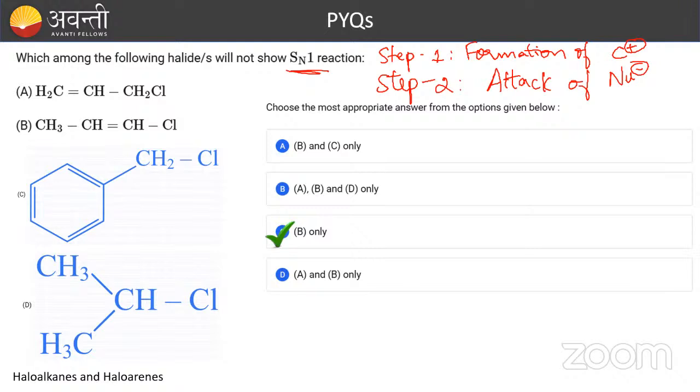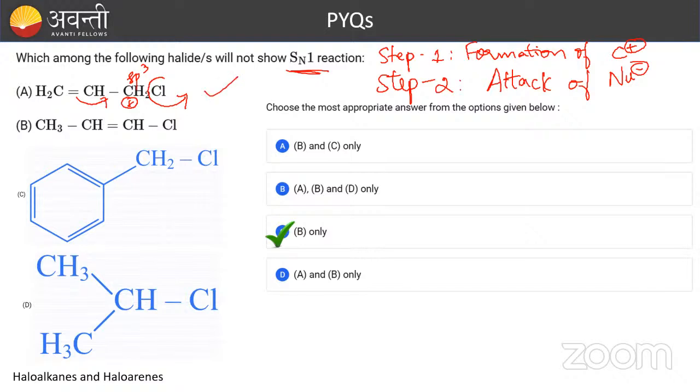So in compound A, if you see, we have the halogen attached to an sp3 hybridized carbon. So if this halogen goes out, we will get the carbocation here. That carbocation is more stable because it is stabilized by resonance. Okay. So SN1 will occur.